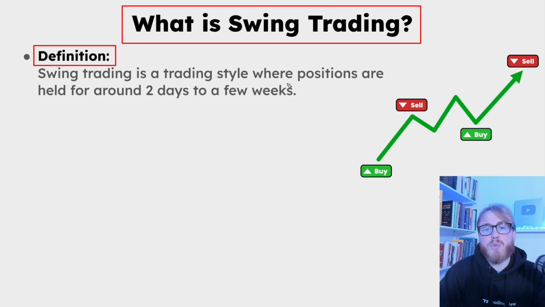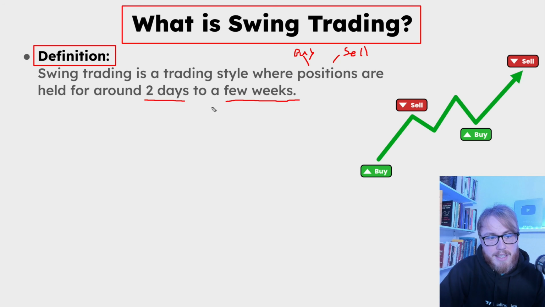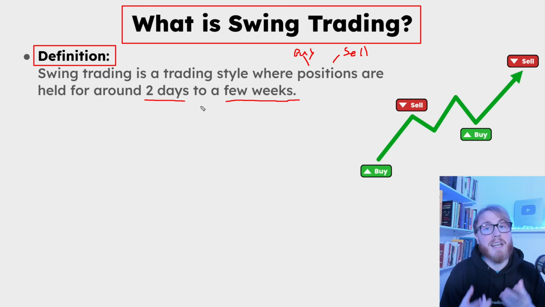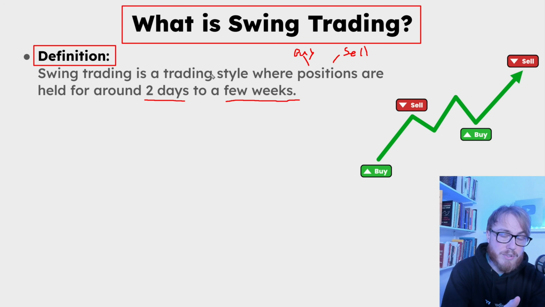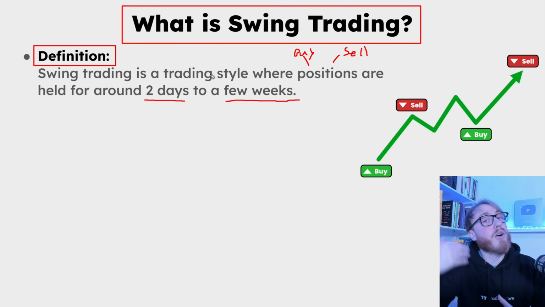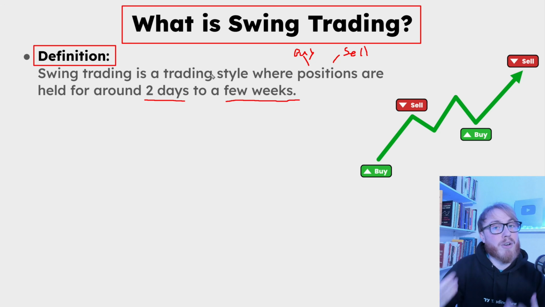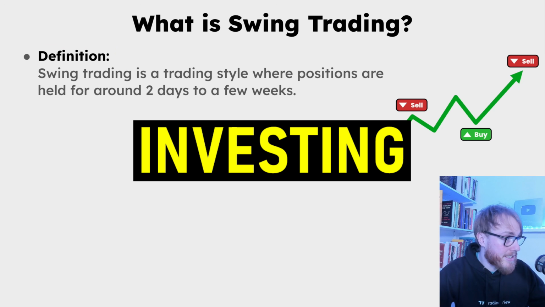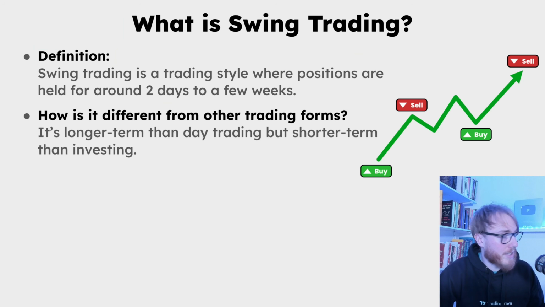In very simple terms, the definition of swing trading goes like this. Swing trading is a trading style where positions, so this can be either buy or sell positions, are held for around 2 days to a few weeks. So when you are planning to trade for 2 days to a few weeks, this is what is known as swing trading. Because if we have shorter than 2 days, if you trade within the day, that is called day trading. And if you trade for longer, it's called investing. So this is what you can read right here.